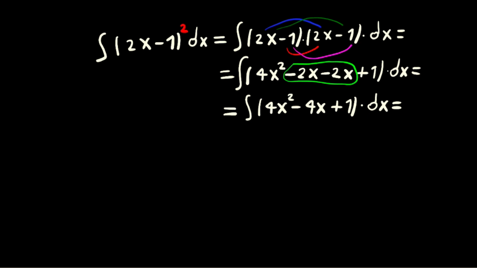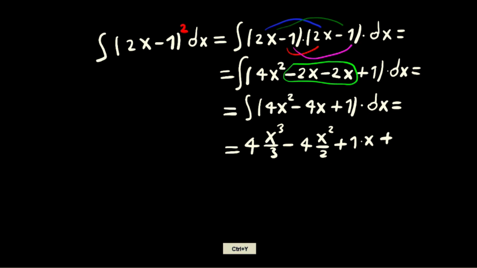The antiderivative of x squared is x cubed divided by 3, and for x to the 1st power it is x squared divided by 2, and for the constant, add an x to it. So, now let's simplify. 4 divided by 2 is 2, and so, this is the answer.